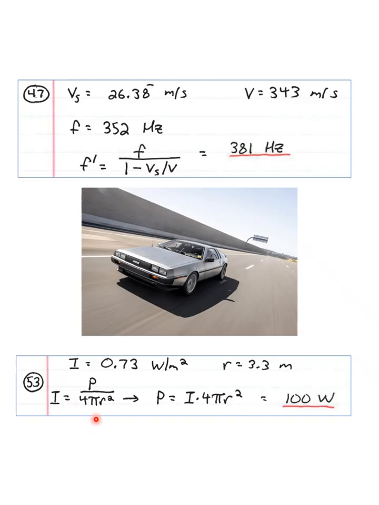We're going to use this equation. Intensity is power that is spread out over 4 pi r squared. That's the surface of the sphere. And so solve that for power. Power is intensity times 4 pi r squared. Make sure you've got everything in MKS units, which you do, and it should be 100 watts.